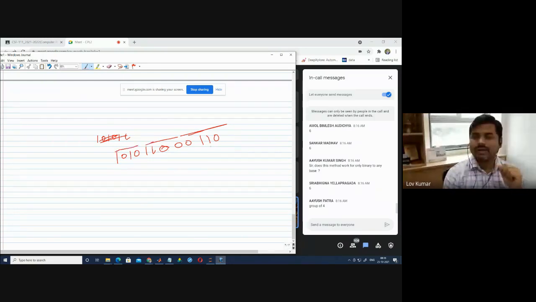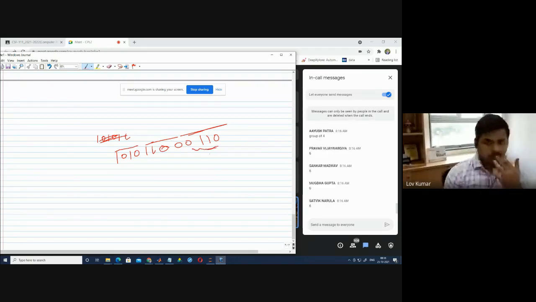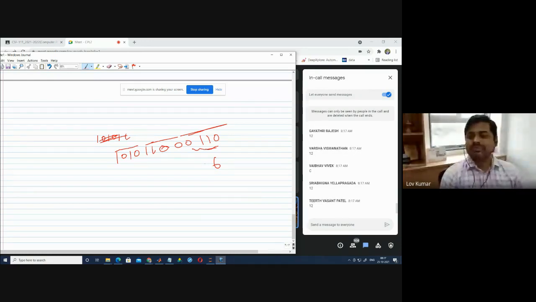Now tell me, what is the decimal value of 0, 1, 1, 0? 6. We are writing 6. What is the decimal value of 1, 1, 0, 0? It is 12. So can we write 12 in hexadecimal? In place of 12, what can we write? We can write C. Then 1, 0, 1, 0. What value can we write? In place of 10, what value will we write?